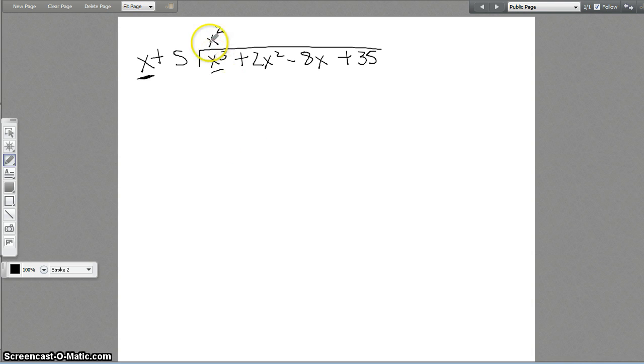So now what we have to do is take this x squared and multiply it by our whole expression out here. X squared times x is x cubed. X squared times 5 is 5x squared.